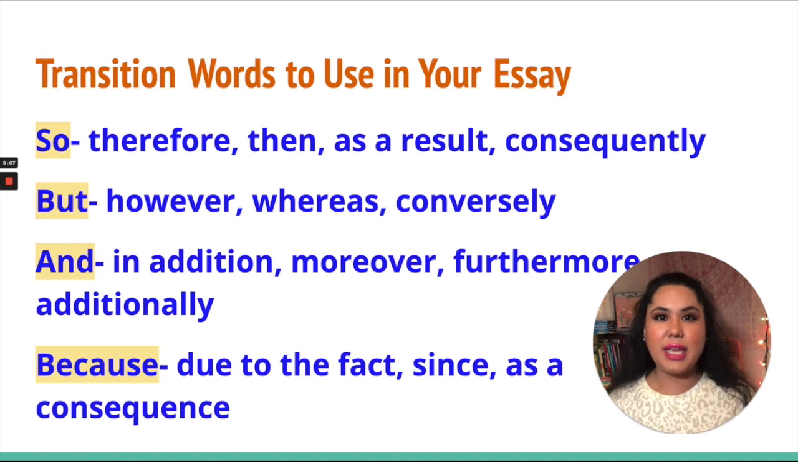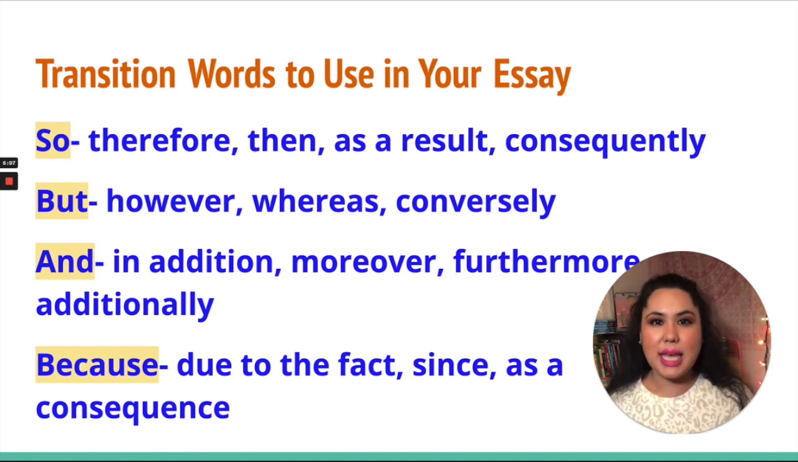So instead of using and, try using additionally, or try using furthermore. Don't overuse it, but just strategically use it within your essay. And lastly, we have because. This is giving a reason to what you are saying. You have due to the fact, since, as a consequence. So these all show result. This all shows the reasoning behind what you are saying.